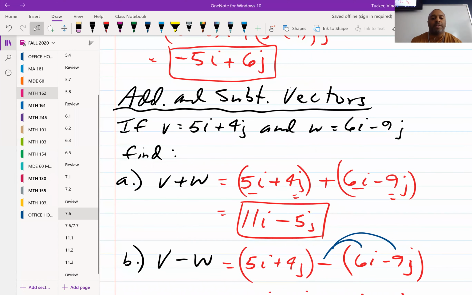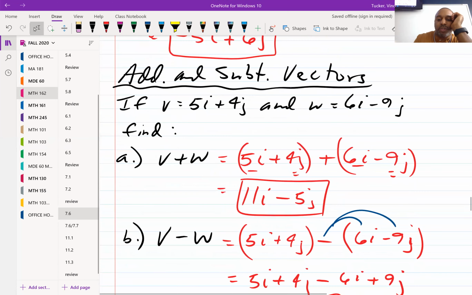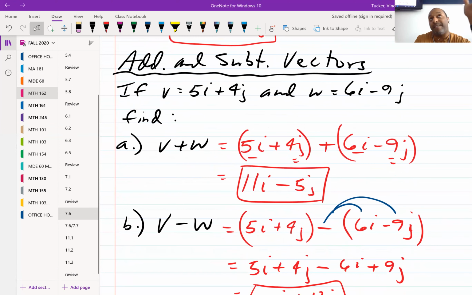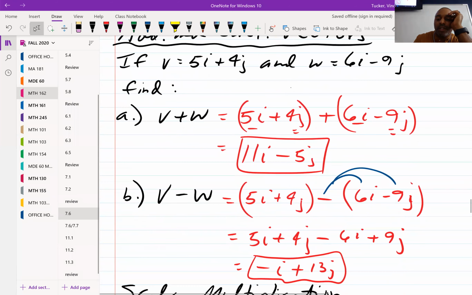Same thing if you're talking about subtracting your vectors, but always when subtracting, you have to add that element of distributing the negative to each term that follows in the parentheses. So that's what we do here. That'll be 5I plus 4J minus 6I plus 9J. Then combine the like terms will give us -I plus 13J.